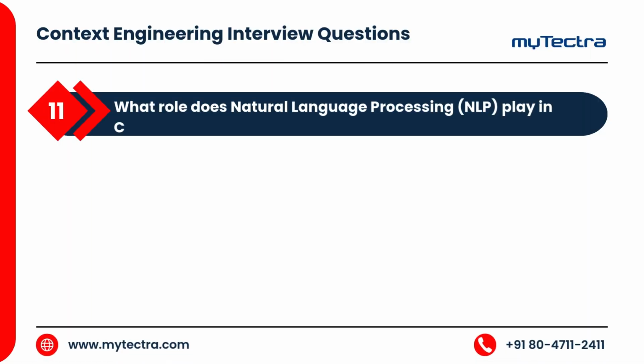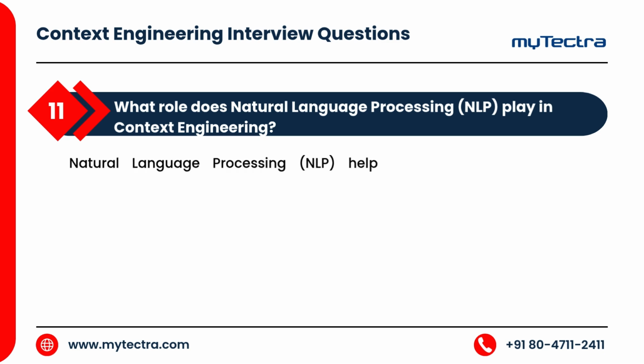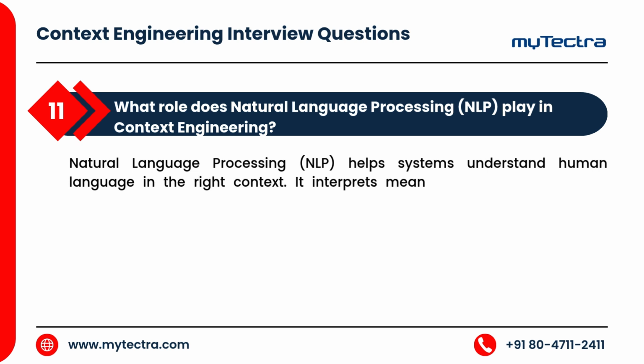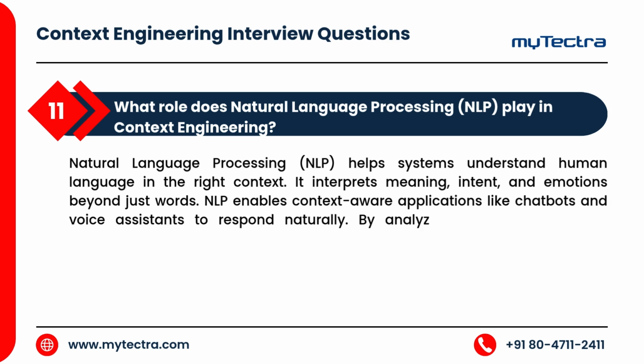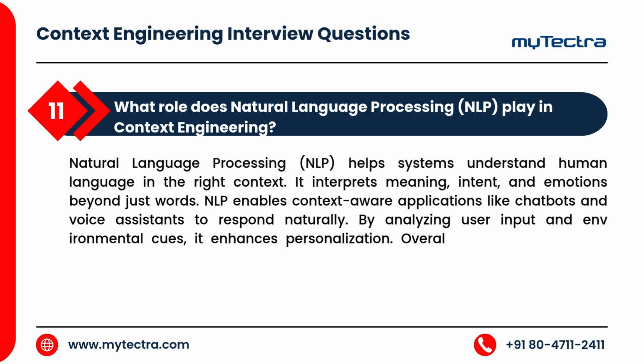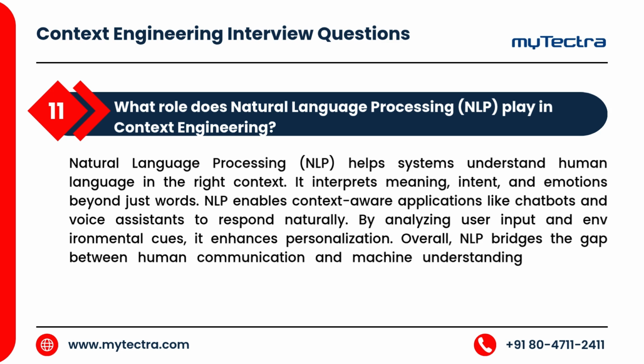What role does natural language processing, NLP, play in context engineering? Natural language processing, NLP, helps systems understand human language in the right context. It interprets meaning, intent, and emotions beyond just words. NLP enables context-aware applications like chatbots and voice assistants to respond naturally. By analyzing user input and environmental cues, it enhances personalization. Overall, NLP bridges the gap between human communication and machine understanding in context engineering.